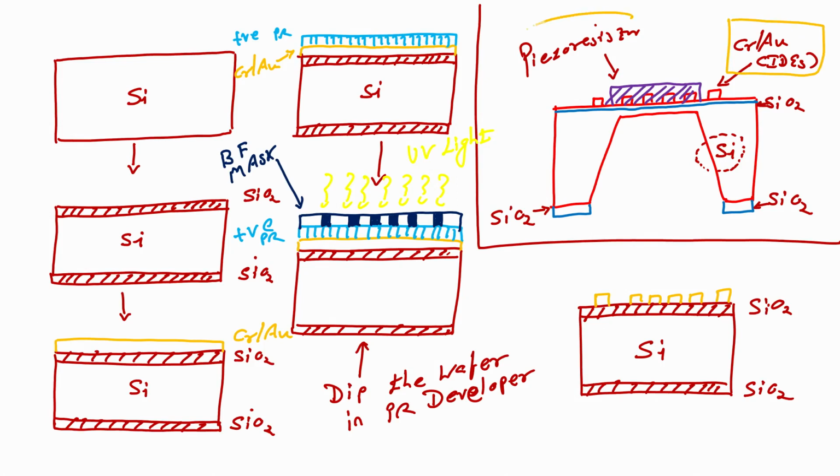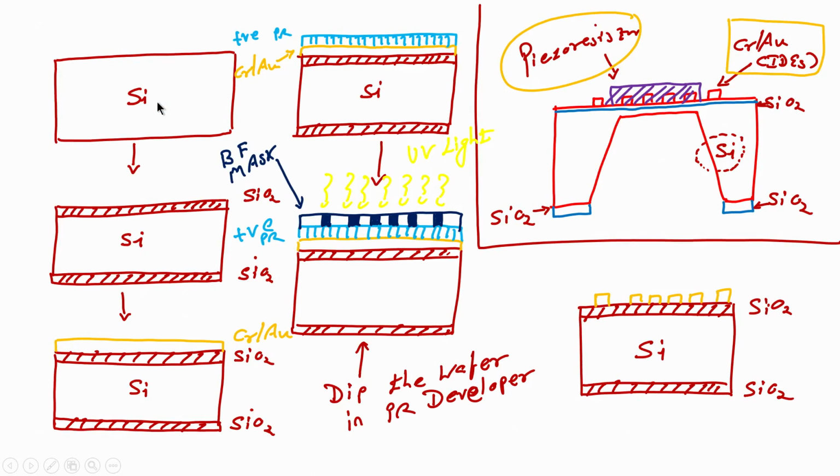Next step is we have to pattern the piezoresistor. To pattern the piezoresistor, let us see. We will start again from the chrome gold and then we will continue. So, we have an oxidized silicon wafer, and on the oxidized silicon wafer we have chrome gold in the patterned way, which is called interdigitated electrodes.